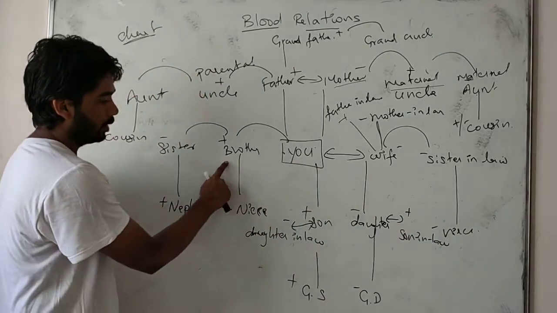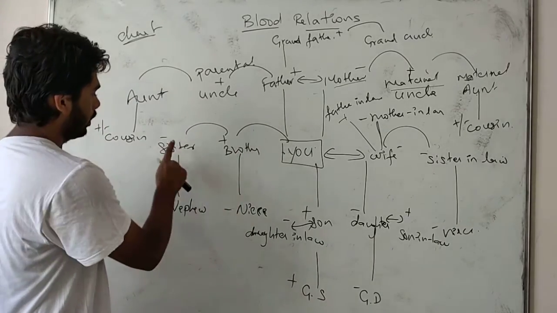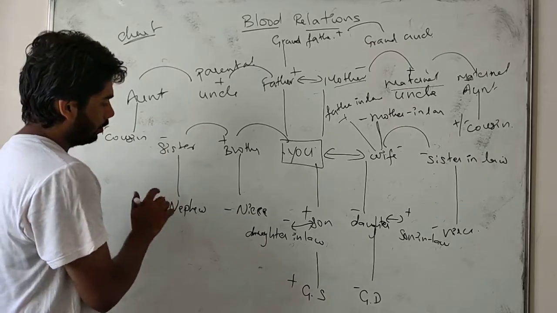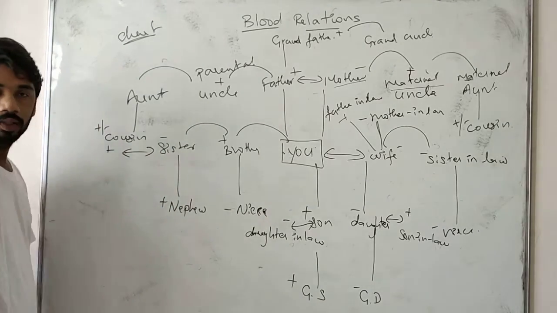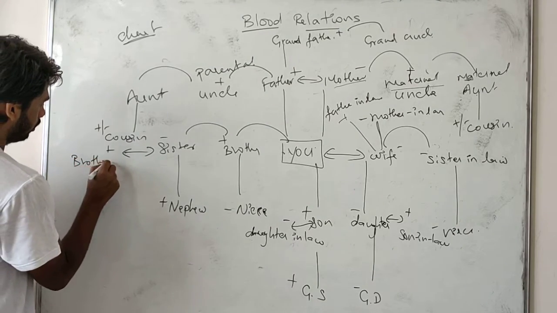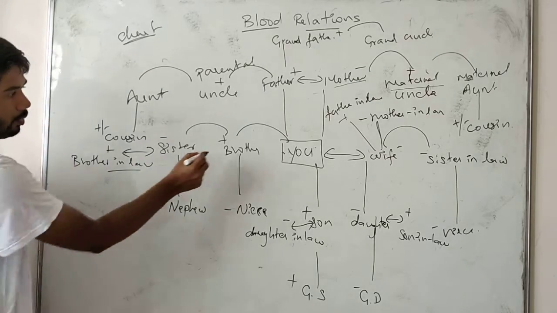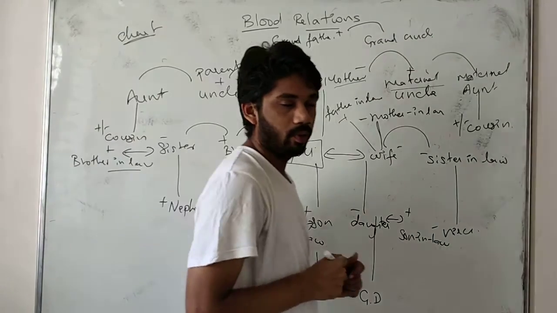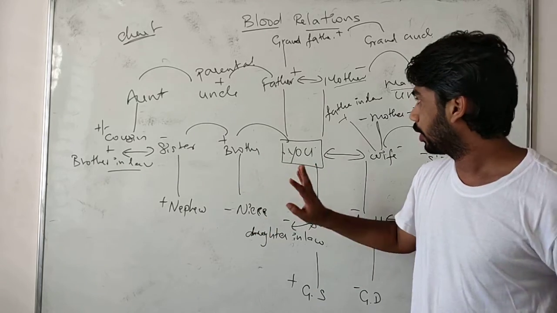You are there. Your brother is there. Your brother's daughter means niece. Your sister's son means nephew. See students, your sister's husband, what will you call him? Brother-in-law. You will be calling brother-in-law. So your brother's wife you will be calling sister-in-law. Then their daughters. Okay, students.